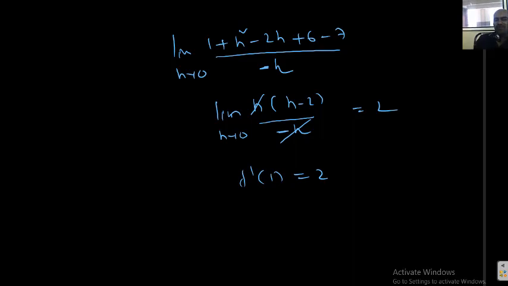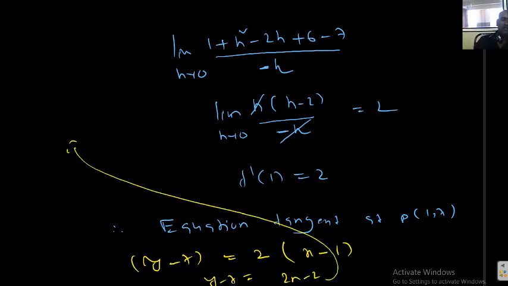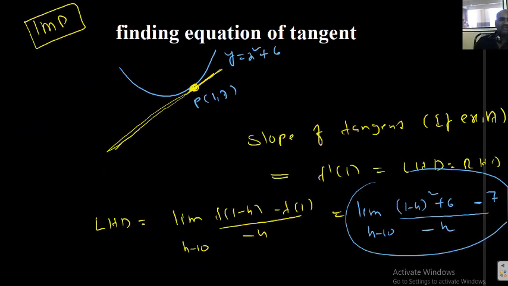Okay. Therefore, the equation of tangent at P(1, 7). What is that? y minus y1 equals slope m, 2, that is LHD, that only is the slope, times x minus x1. So y minus 7 equals 2x minus 2, or I can say 2x minus 2 minus 5 plus 7 equals 0, or 2x minus y plus 5 equals 0 is the equation of the required tangent, students. So the equation of this line you got.